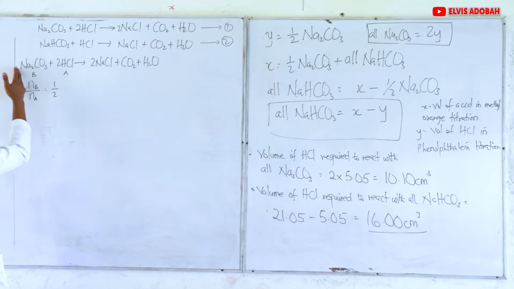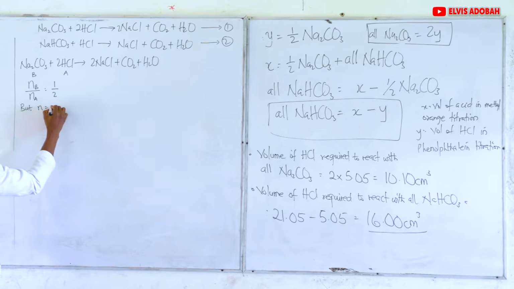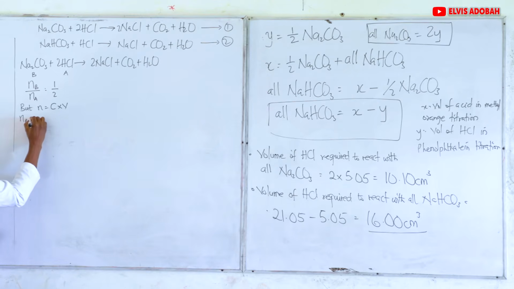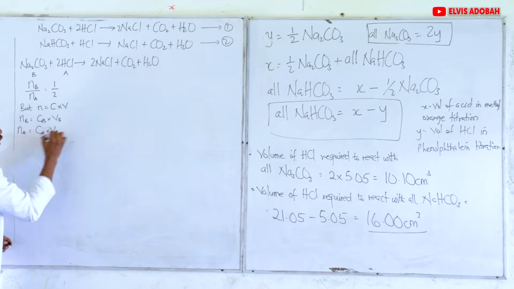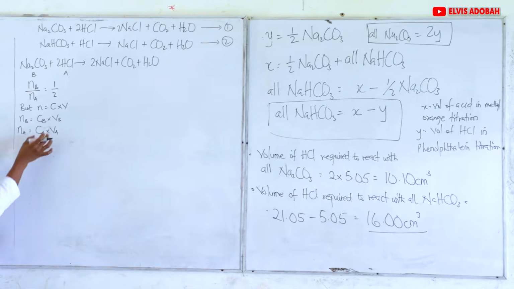The moles of B is 1, moles of A is 2. So the moles of B over the moles of A is 1 over 2. But we know that amount of substance is concentration times volume, which means that amount of B is concentration of B times the volume of B. Amount of A is given as concentration of A times volume of A. So we can replace N of B with CBVB and replace N of A with CAVA.